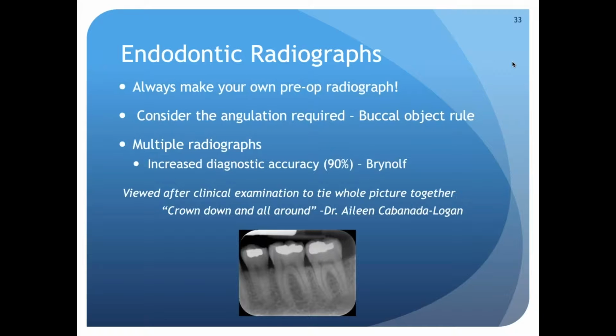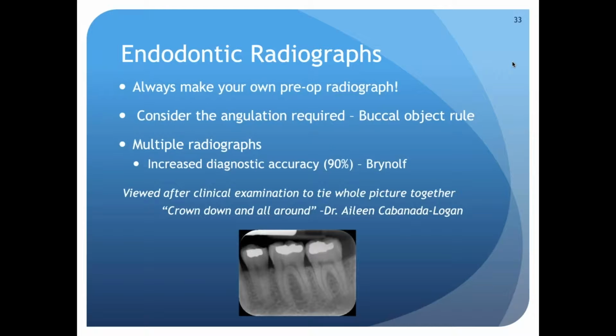So a study by Breinhoff said that when you take multiple radiographs, you increase your diagnostic accuracy by about 90%. And we also have cone beam now, and I'll talk about that later. So in addition to all these PAs and bitewings, many of us have the opportunity to get a cone beam and look at the morphology a little bit better and know what we're getting into.